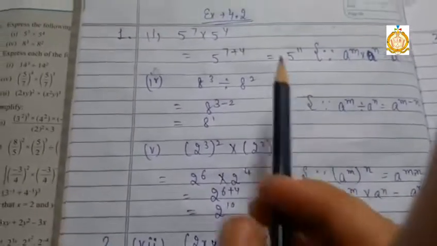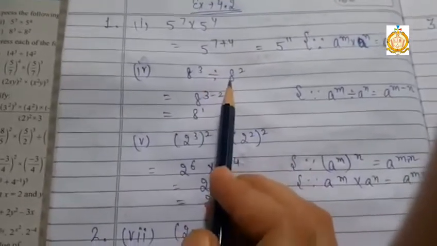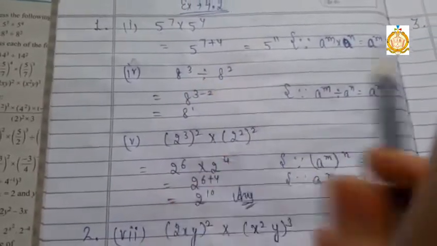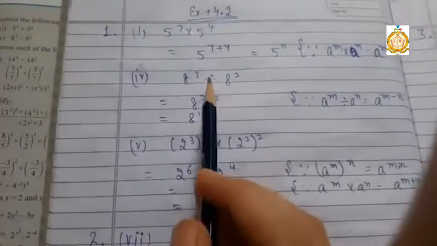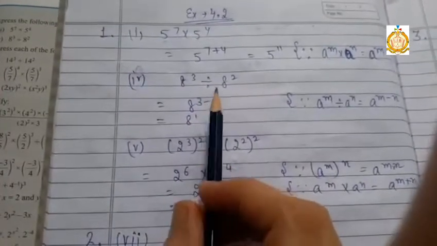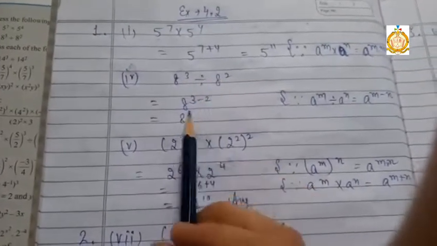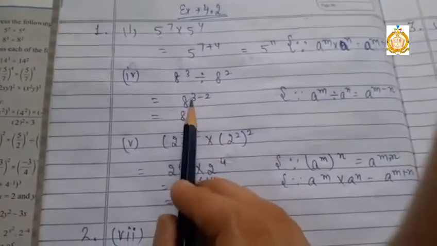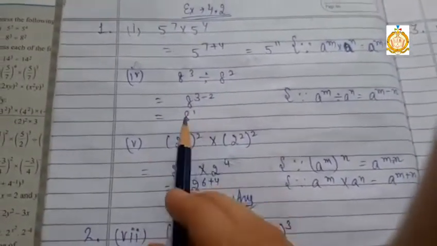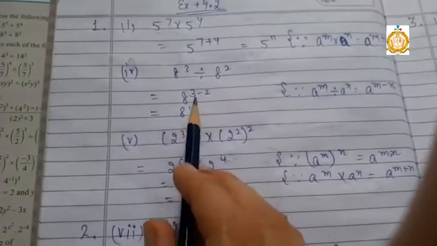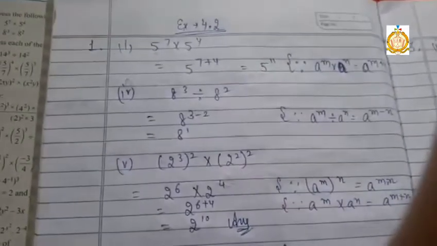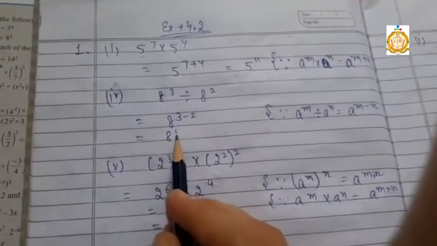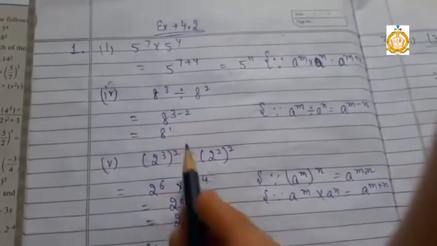In the next sum, here the bases are same and the powers are different, but these terms are being divided. When there is a divide symbol, we replace it by the minus symbol in the powers by the law of exponents. So here we can write 8 raised to power 3 minus 2. Here the power of 8 would be now 1. Now it is in the exponent form, as 8 is the base and the 1 written in the superscript form is the power.